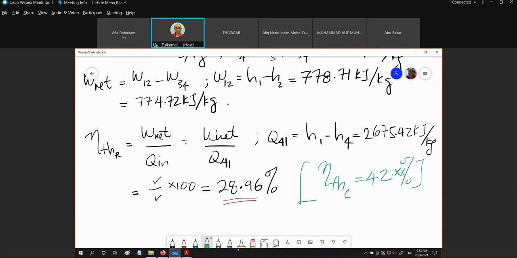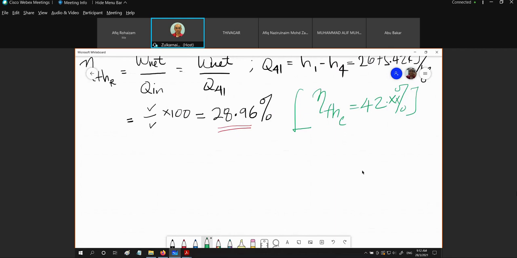Okay, now what's next? What do you think we are going to be asked, or going to determine after determining the thermal efficiency? What do you think we could determine? SFC. Why do you want SFC? What do you think? Calculate the input energy, actually.